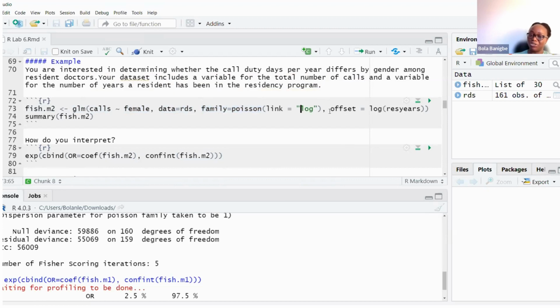However, we now introduce an offset term, or the potential confounder that we want to account for in this regression model. The variable is called the residency years, the number of years of residency, and we take the log of it. So this is what we do. This is introducing the offset term, the log of the number of years that the people spent in the residency. This is the difference between what we did earlier and what we're doing now.